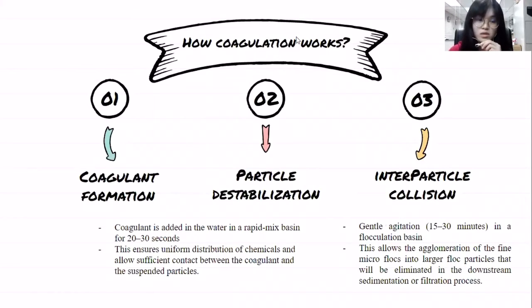Then the interparticle collision occurs when gentle agitation is carried out for 15 to 30 minutes in a flocculation basin that consists of turbine or paddle type mixers. This allows the agglomeration of the fine microflocs into larger floc particles that will be eliminated in the downstream sedimentation or filtration process. Now I'll pass this presentation to Sarah, the next presenter.